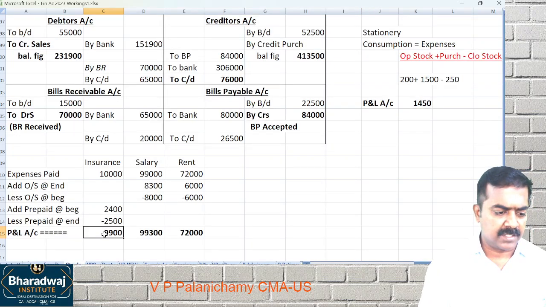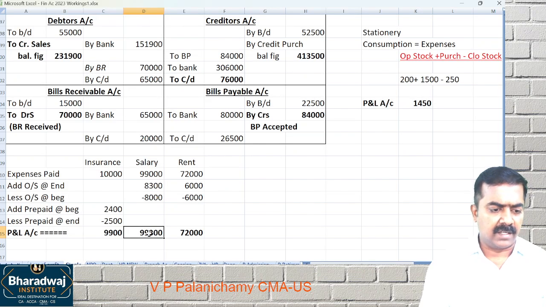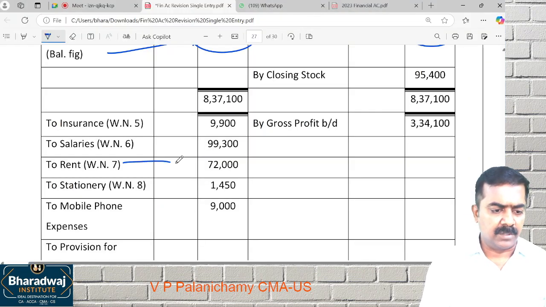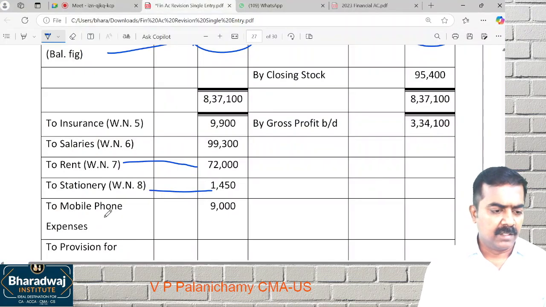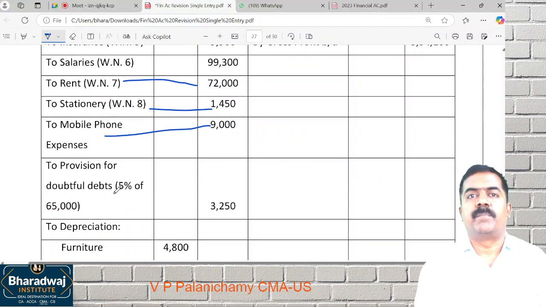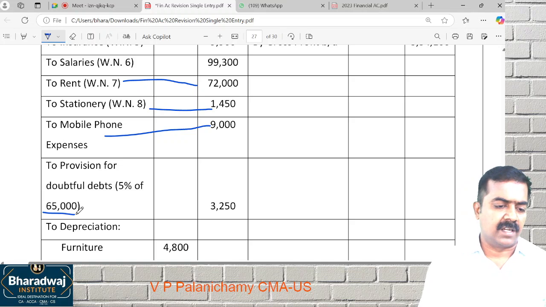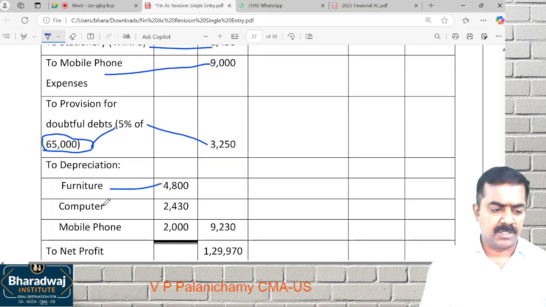9,900 insurance debited to P&L account. Salary 99,300. Rent 72,000. Stationery consumed how much? 1,450. Mobile phone expenses 9,000. They ask you to create a bad debts provision at the rate of what? 5% on debtors balance. 65,000 க்கு 5% apply பண்ணீங்கன்னா you will get how much? 3,250. Then depreciation on the assets as specified we work out.